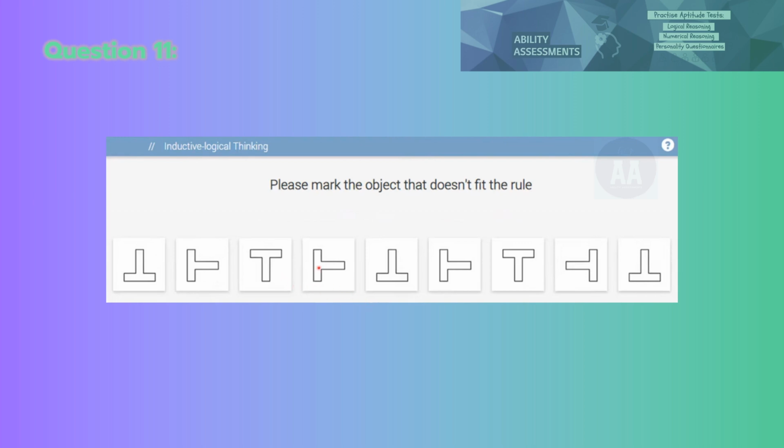But then when we reach the fourth shape, it has again rotated 90 degrees, but this time it's anti-clockwise rather than clockwise. So this already brings our attention to this potentially being the odd one out, or the one that doesn't fit the rule. So then if we continue on the rule and imagine that this should have continued 90 degrees clockwise rotation, the T would have been facing to the left, the correct one, so we should have a shape that looks like this over here.